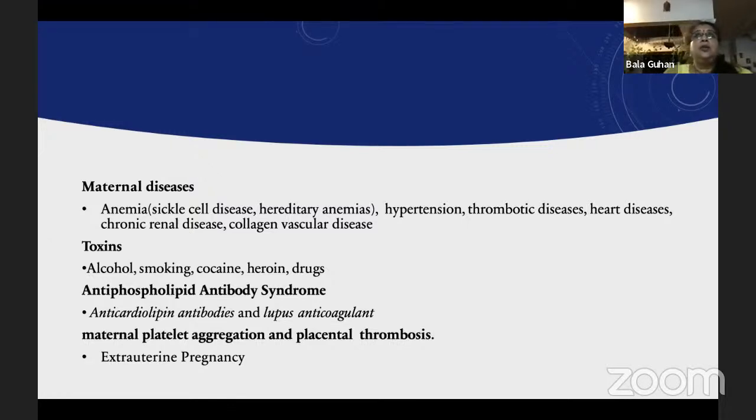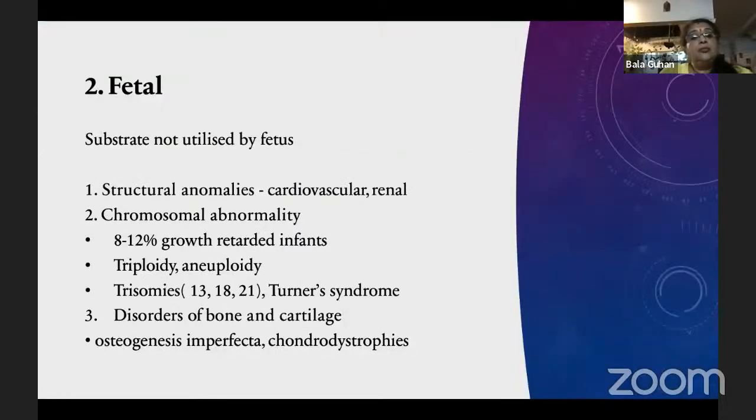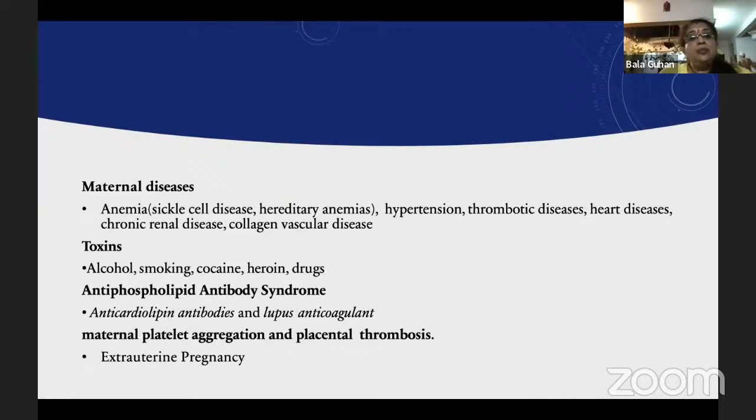Another important thing that we have to bear in mind is the antiphospholipid antibody syndrome, especially in cases of recurrent pregnancy wastage and growth restriction. We have to check for the anti-cardiolipin antibodies and the lupus anticoagulant. Maternal platelet aggregation and placental thrombosis are the main pathology. And of course, extrauterine pregnancy.